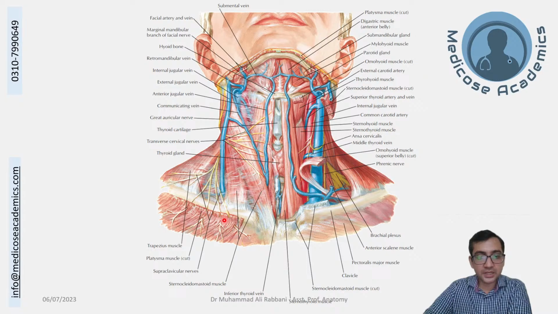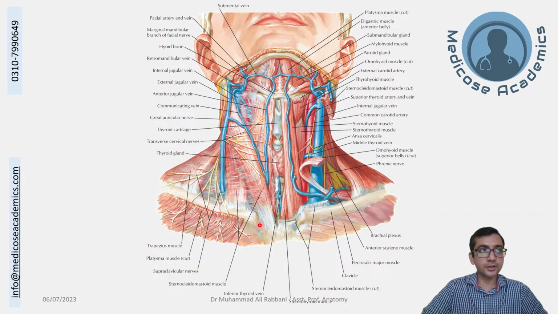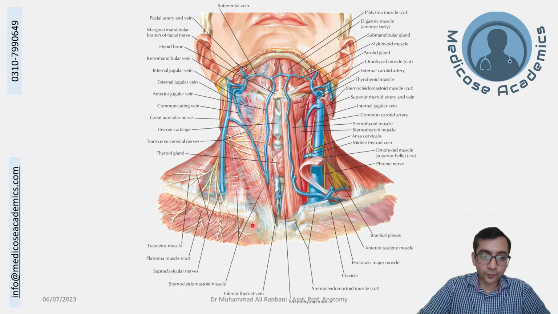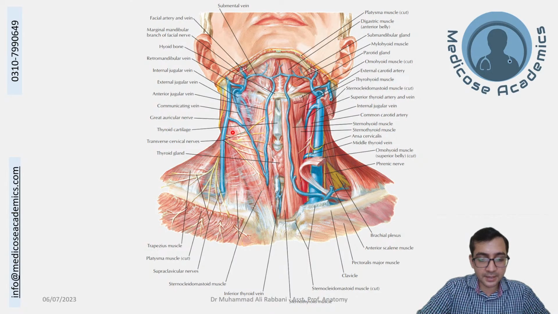So moving from the picture of Snell to the picture of Gray's and Netter's, you may be able to see a little of these. These are the transverse cervical nerves expanding. This is the sternocleidomastoid. Don't be overwhelmed by the rest of it. You may ignore the rest for now. We will do them step by step.